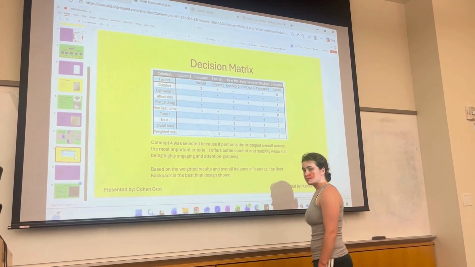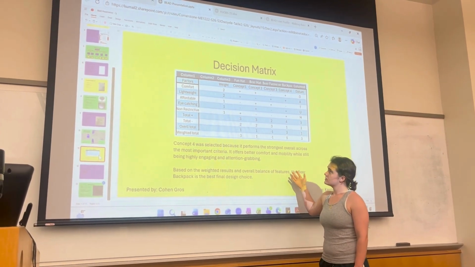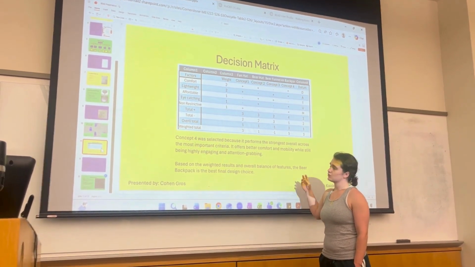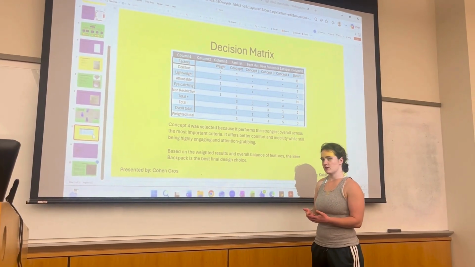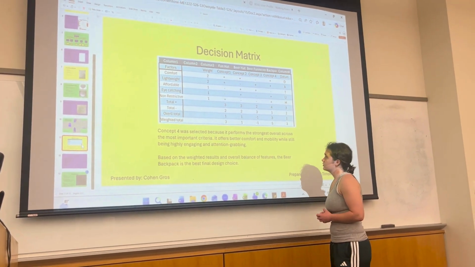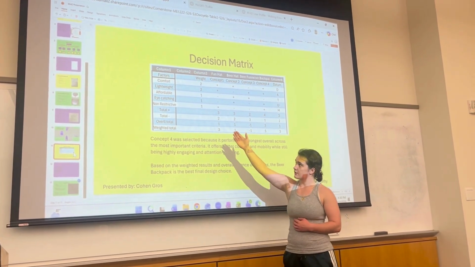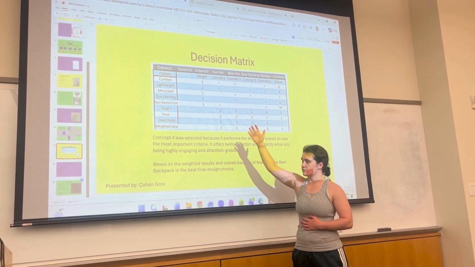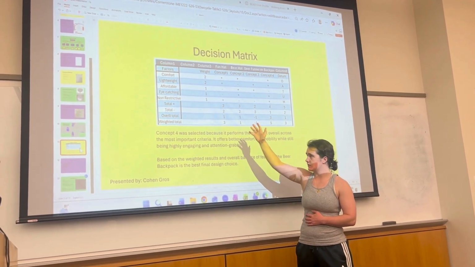So in here, I'll be explaining our decision matrix, and what this did was it allowed us to rank each of our 4 concepts and let us decide which one of those we wanted to use as our final product. And so what we did was we came up with a list of factors which we thought were the most important and that which our device should have.